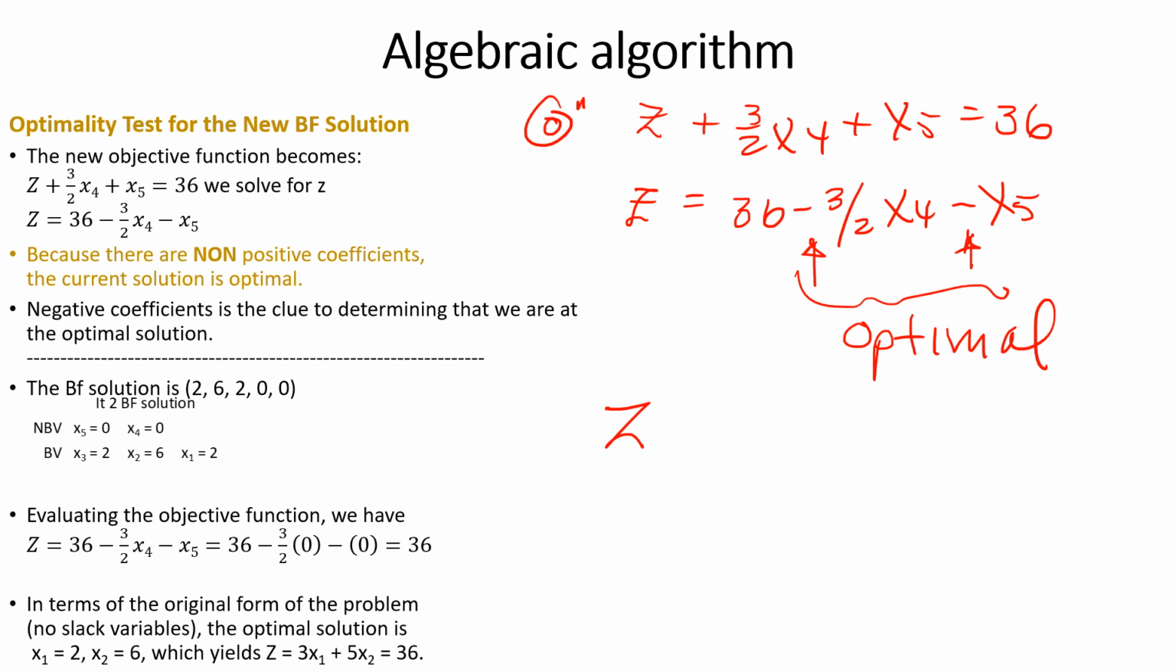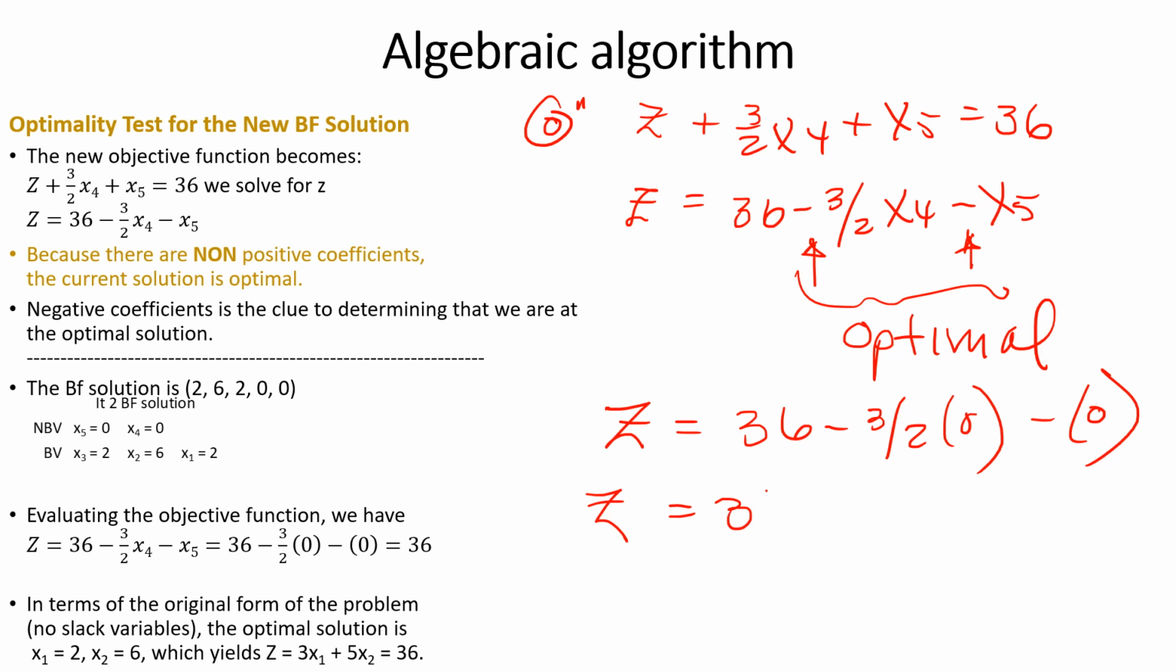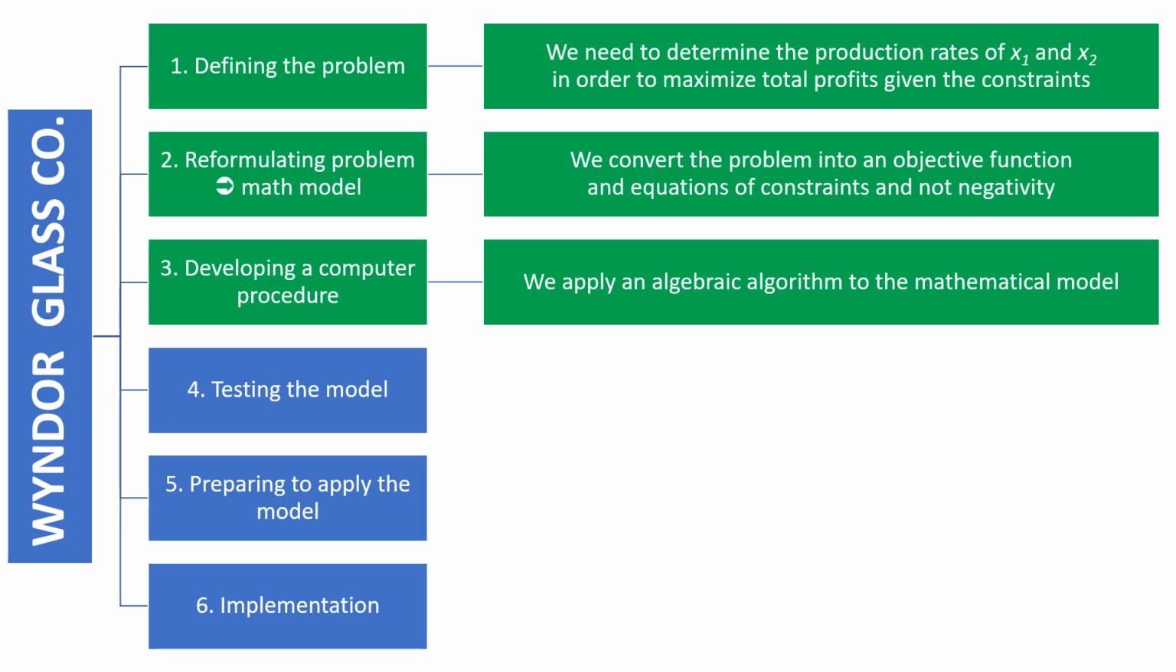Let's put the value. So we got 36 minus 3/2 of x4. x4 is equal 0 minus x5, and x5 is a non-basic variable. It's also 0. So Z at this point is equal to 36. And with this, we have finished our problem case. Now, we have developed an algebraic algorithm that is based on algebraic models, and this algebraic model we can bring to a computer procedure.